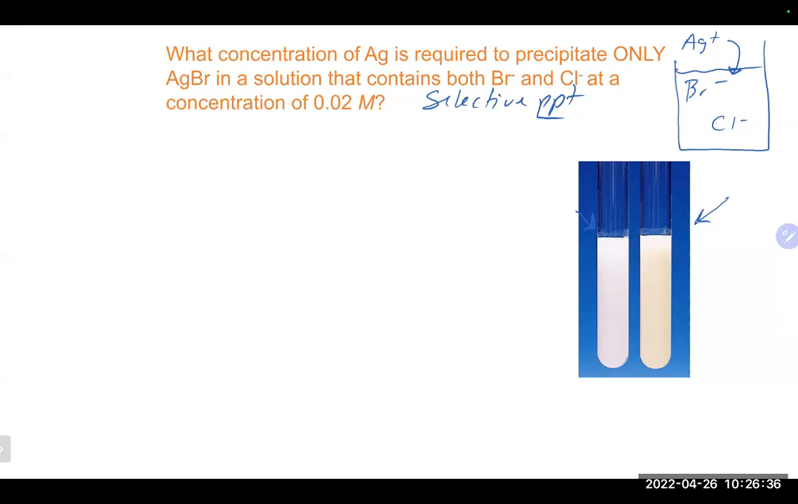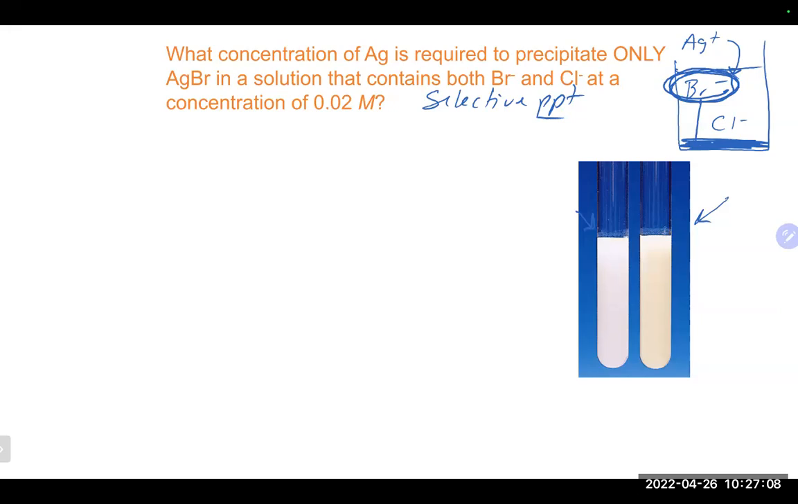So in this particular problem, we want to add silver, and we want to add it so that we only precipitate out silver bromide. So we want to add the silver so it will only attack the bromide and then precipitate out as a solid. The goal here is to leave the chloride ions alone, and they're just going to be floating around still in the solution at this point.